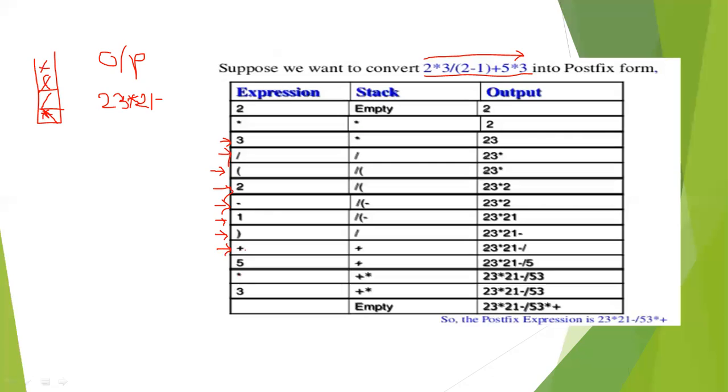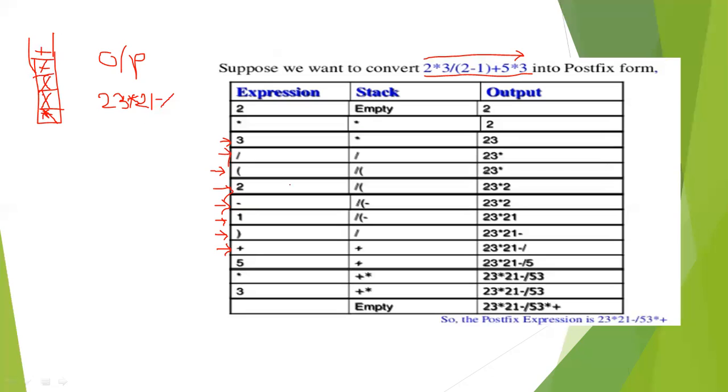Then the next character is the operator plus sign. We have to push the plus sign onto the stack top, but while pushing, plus has less priority than the division. So we first pop this division and append it to the existing postfix expression, and after that we push the plus sign onto the stack top.